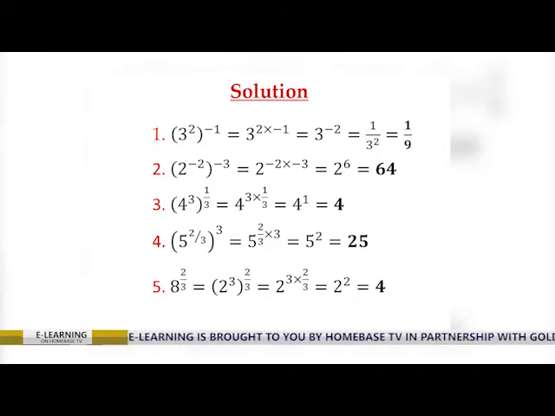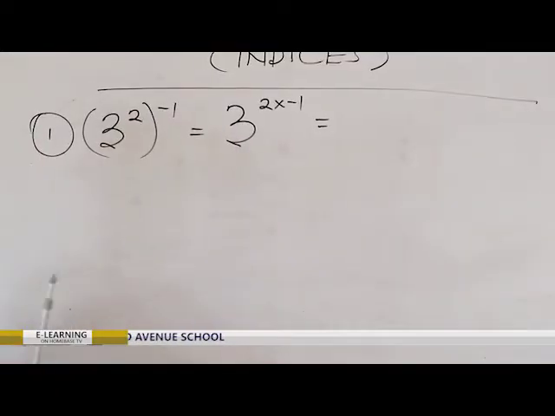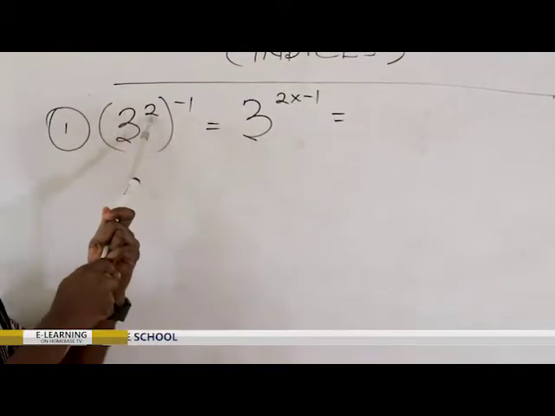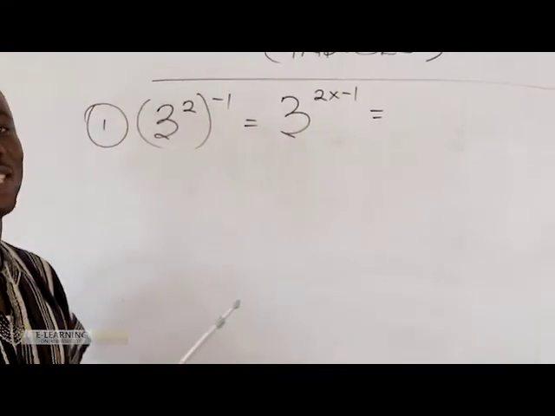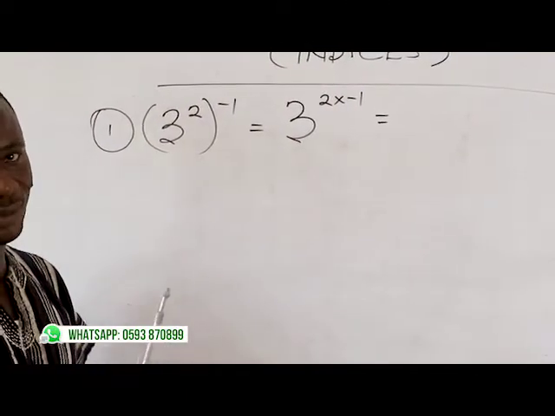you have 3 exponent 2 in the bracket, and you have exponent -1 outside the bracket. So as usual, exponent multiplies exponent. So I'll keep the base and then multiply the exponents. 2 times -1. And what is 2 times -1? It's -2.